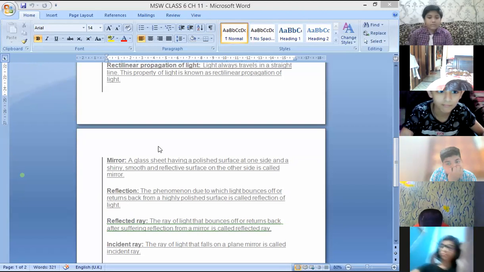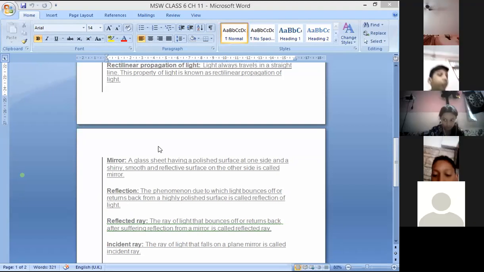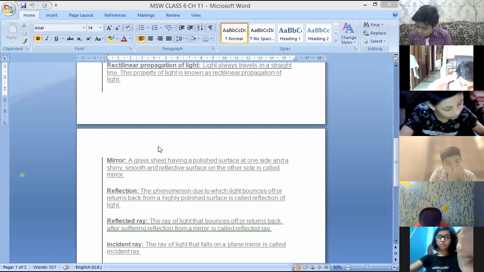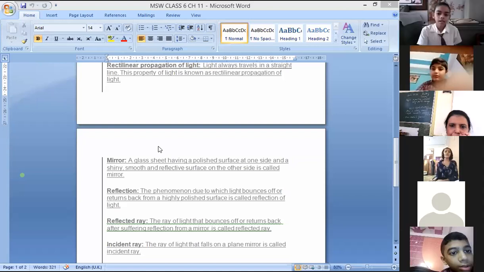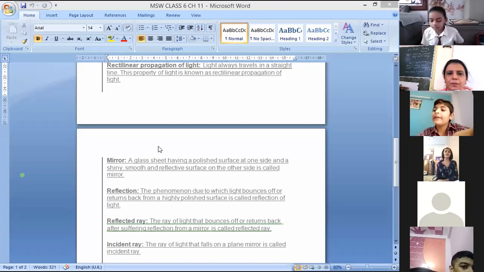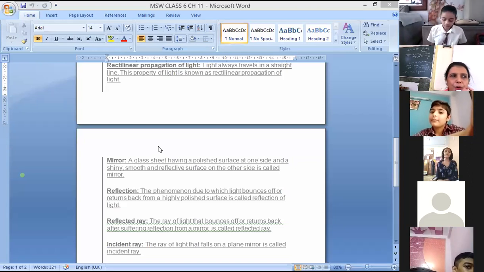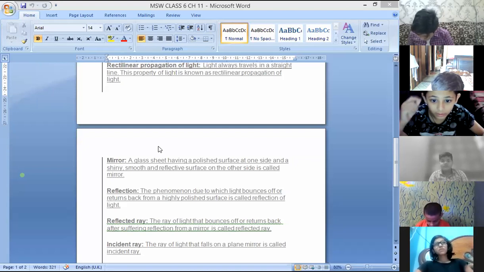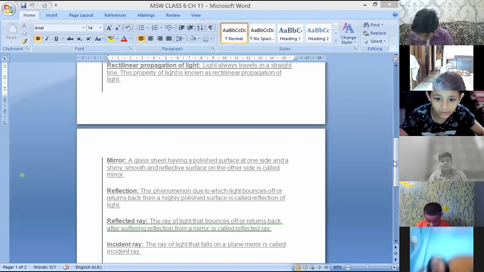Can I tell the reflection? Yes, tell. When a ray of light falls on a smooth and polished surface, light returns back in the same medium. Yes. So in the same medium, light gets reflected. It comes back to you. That is known as reflection.